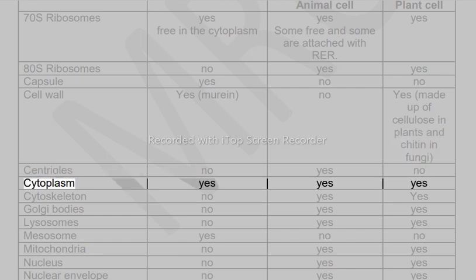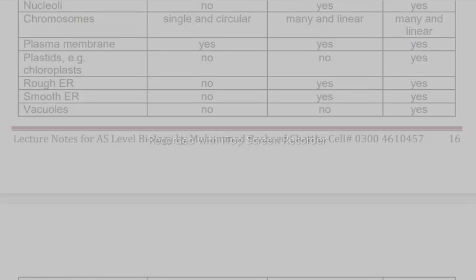Centrioles: no, yes, no. Cytoplasm: yes, yes, yes. Cytoskeleton: no, yes, yes. Golgi bodies: no, yes, yes. Lysosomes: no, yes, yes. Mesosome: yes, no, no. Mitochondria: no, yes, yes. Nucleus: no, yes, yes. Nuclear envelope: no, yes, yes. Nucleoli: no, yes, yes. Chromosomes: single and circular, many and linear. Plasma membrane: yes, yes, yes. Plastids, e.g. chloroplasts: no, no, yes. Rough ER: no, yes, yes. Smooth ER: no, yes, yes. Vacuoles: no, no, yes.